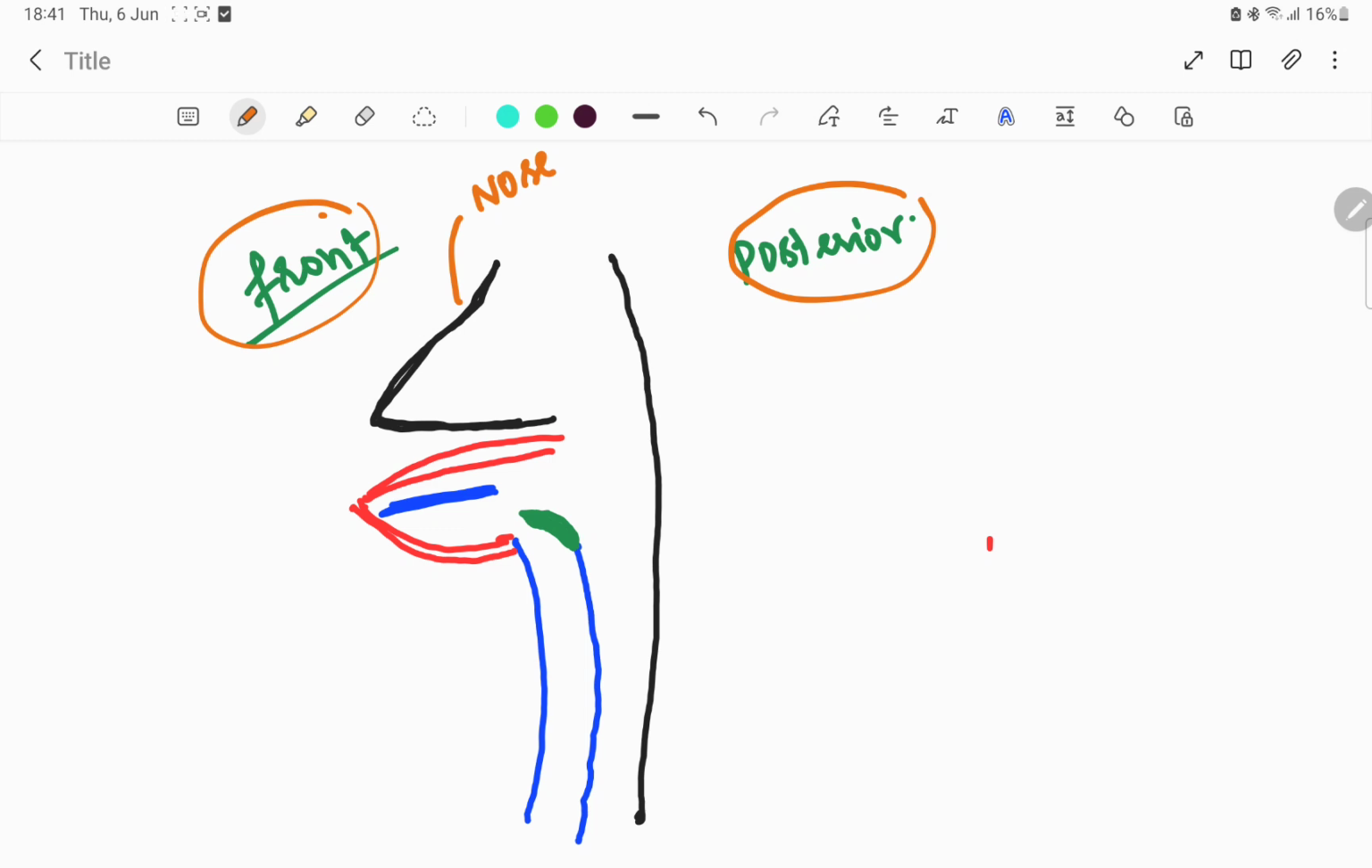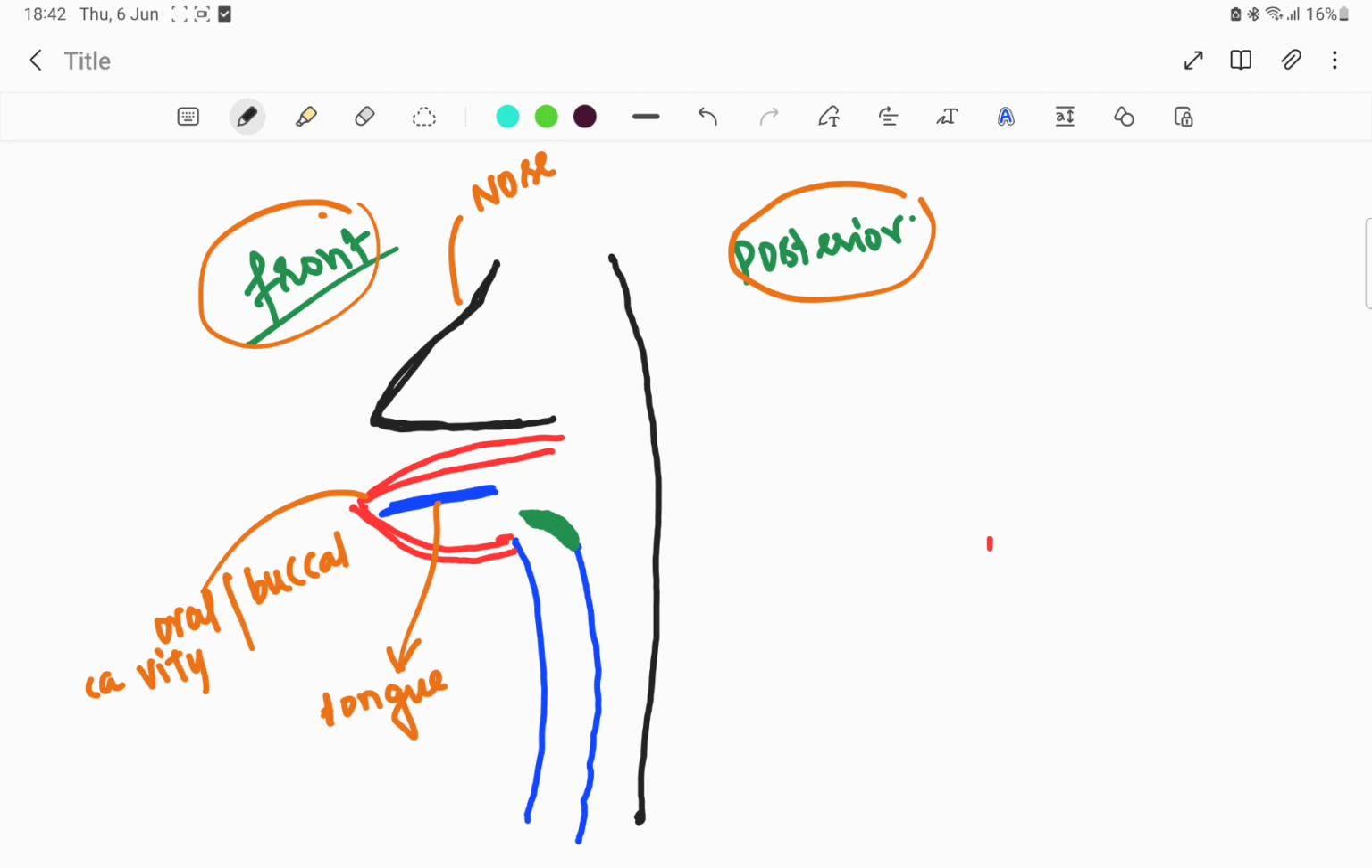Below the nose is an upper lip and lower lip that encloses one cavity. That cavity is called the oral or buccal cavity. The oral or buccal cavity contains this blue color line, which is the tongue. These basic things we all know.